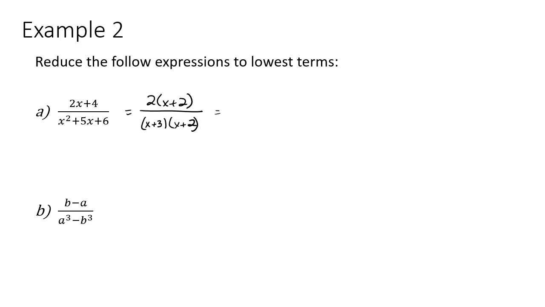All right, and so now that the numerator and denominator are factored completely, you can see we actually do have a factor in common, and that is the factor of x plus 2. And so that reduces away, and what we're left with is 2 over x plus 3.